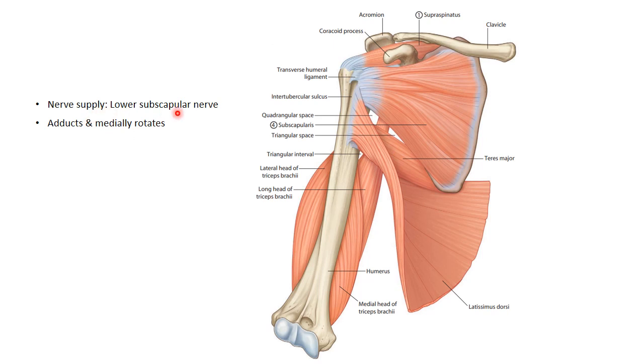So we've mentioned that the innervation of teres major is by lower subscapular nerve, as subscapularis muscle, and its action is that it adducts the shoulder joint and also medially rotates the humerus at the shoulder joint.